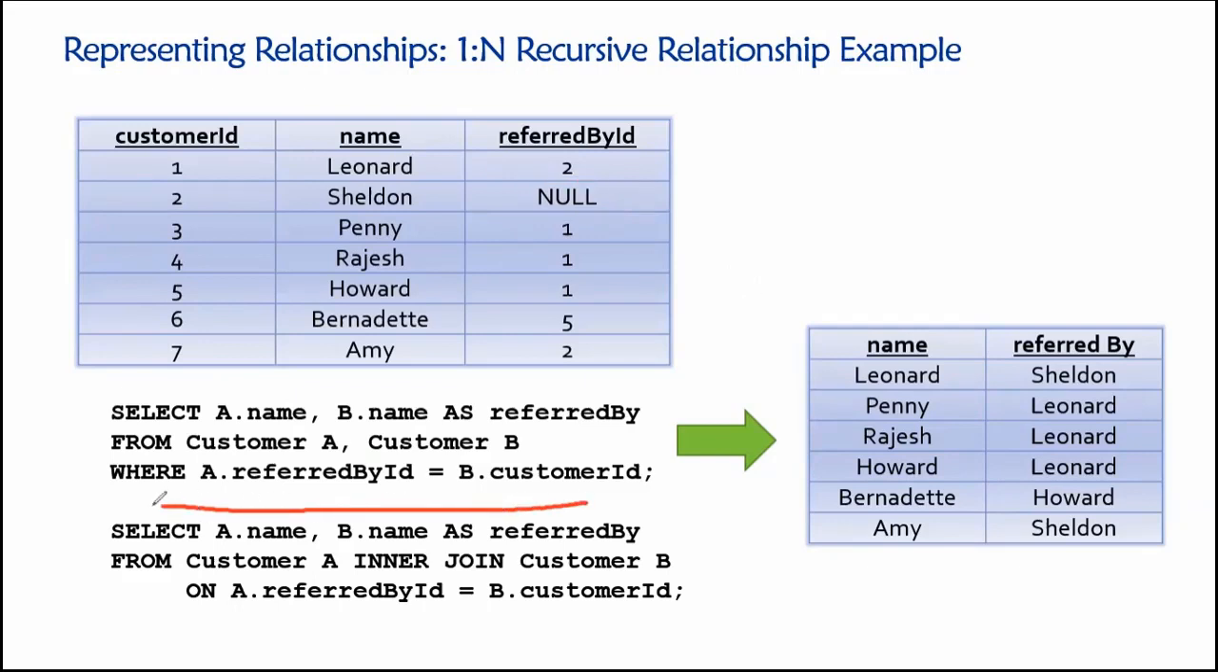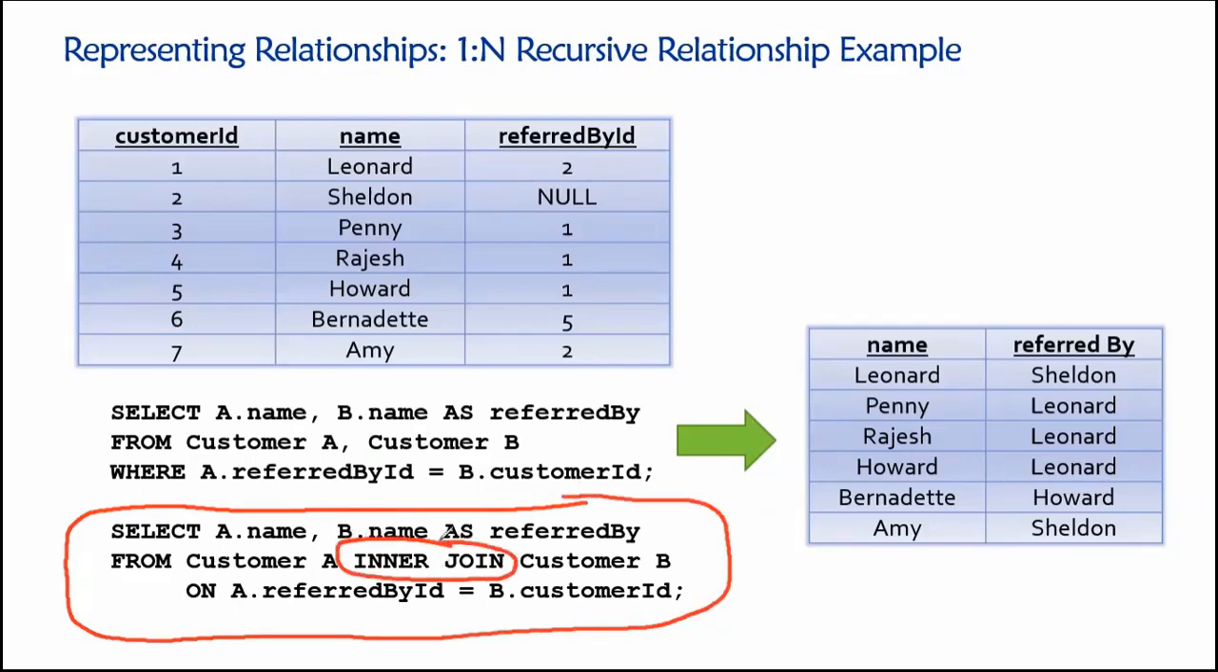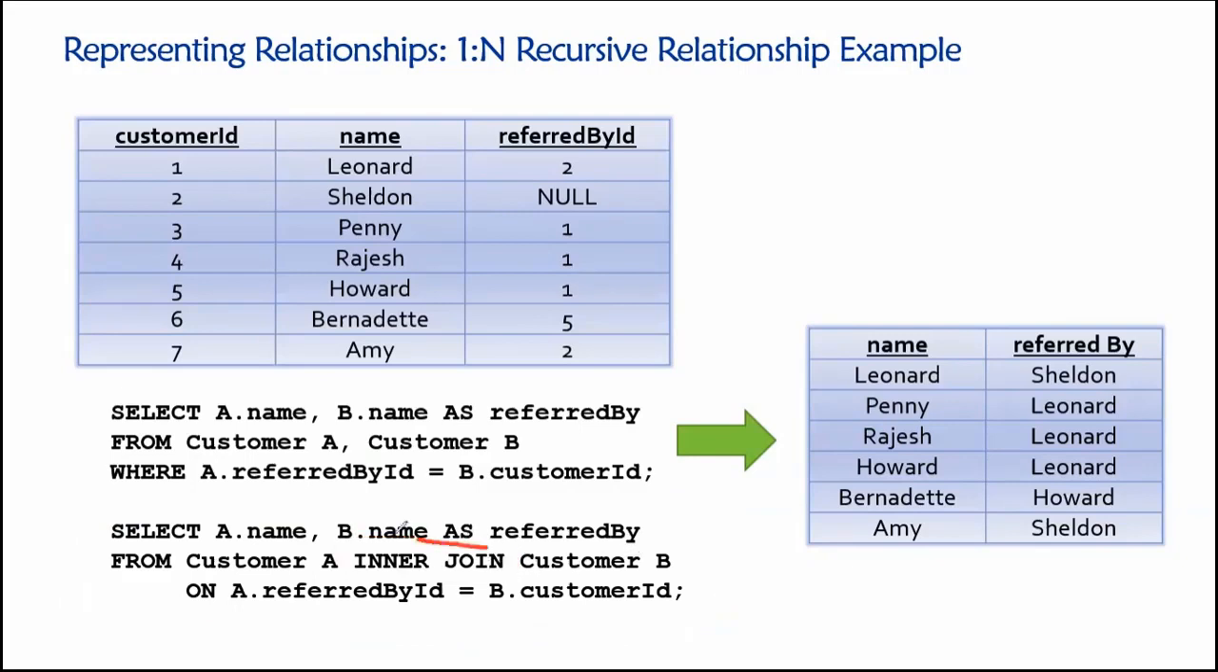Here's how we do this recursive relationship using the join syntax in the from clause, right? So here I'm using join instead of using the where like I did previously. But other than that, it's identical. They'll produce identical results.